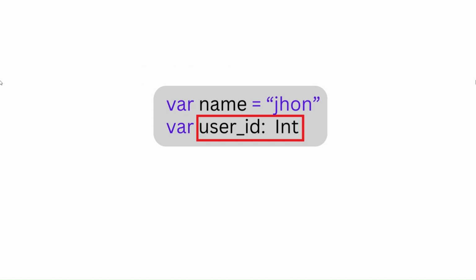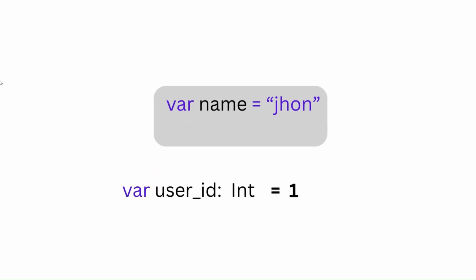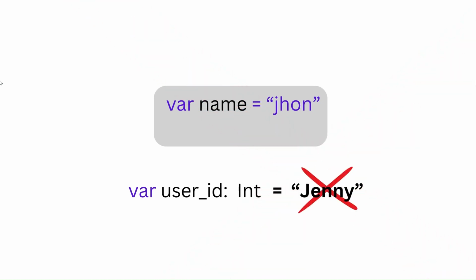The user ID variable is uninitialized, but it has a declared type, int, for an integer value. You can assign an integer value such as 1, but if you assign a string or any other type of value to it, it will throw an error as you explicitly declare the type of user ID.